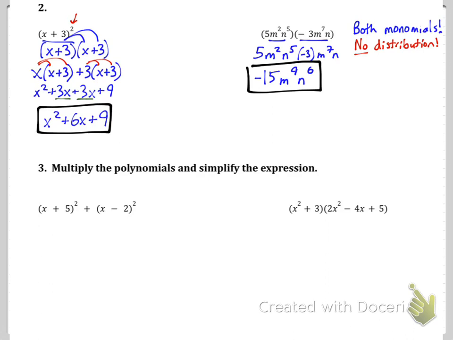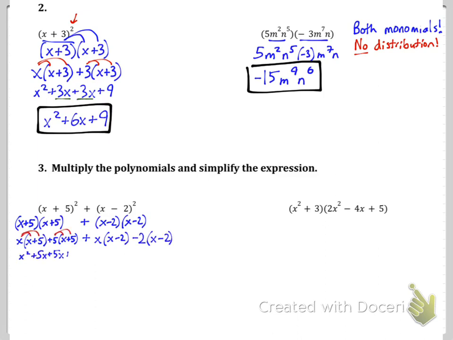For the last one, again, we have two squareds here, so we need to write both those out. x plus 5 times x plus 5 plus x minus 2 times x minus 2. Next, we need to multiply each of those out separately. There's the process. Distribute those, and distribute, and distribute. And now I'm going to combine like terms. So I get 2x squared. And then let's combine all the x terms, so we get 6x. And then combine the constants, and we get 25 plus 4 is 29.